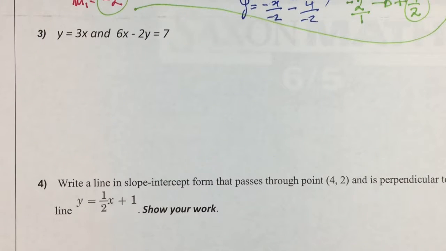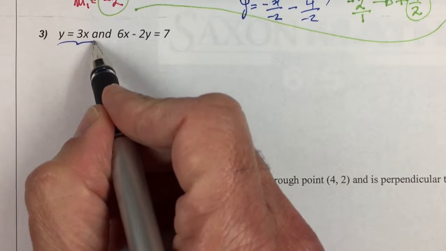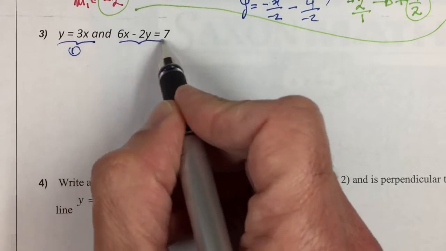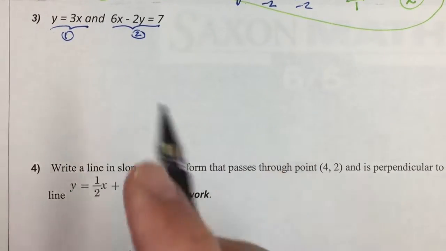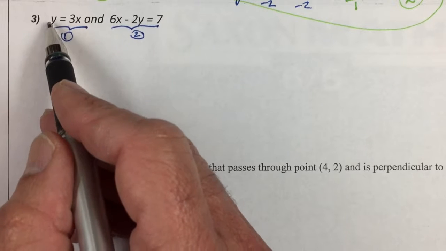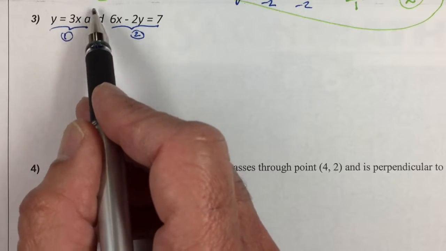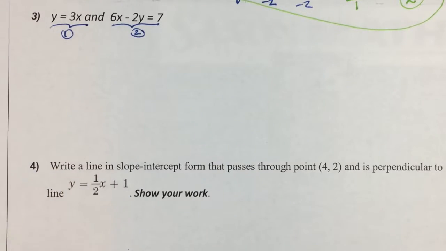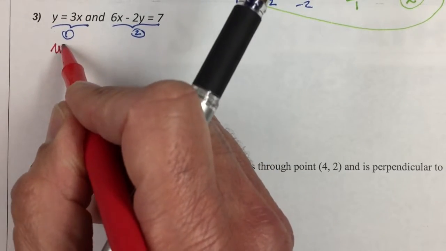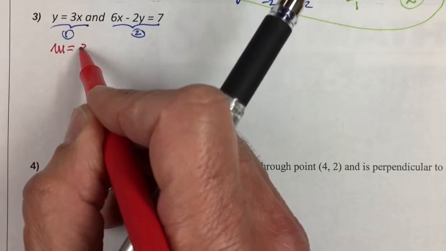Let's do the same thing with this one, and let's find out if the lines are parallel or perpendicular. So I'm going to call this one number 1, and this one number 2. The first one is in the same form as slope-intercept: y equals 3x plus b. My b is 0 in this case. That means my m is the coefficient of x, which is 3 in this case.